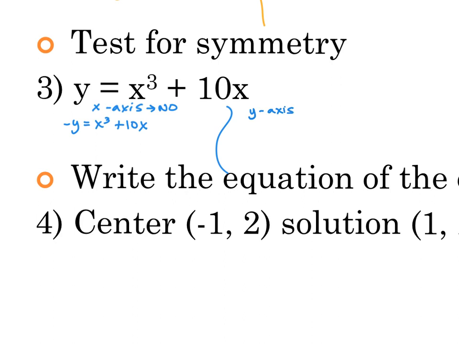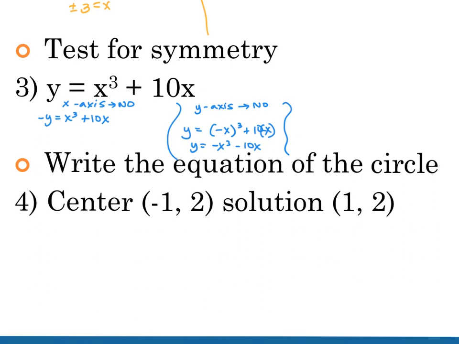Do the same for the y-axis, except this time we're changing the x. So I get -x to the third minus 10x. It's not the same, and 2 of the 3 have changed, but not all of them, so this is still an O.